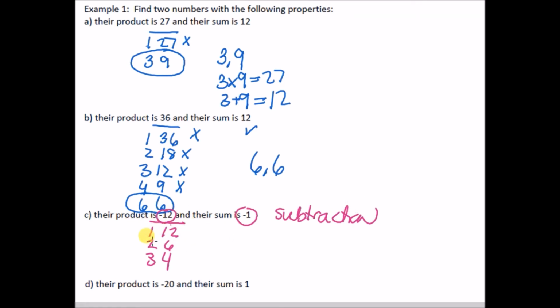So we can start by just doing 12 minus 1, that's 11. It's not 1. 6 minus 2 is 4, that's not 1. 4 minus 3 is 1. So now we're getting somewhere. Now I assess which one I have to put the negative sign on. Am I going to do 4 minus 3 or 3 minus 4? Well, we can see that it's 3 minus 4. So our two numbers are 3 and negative 4.